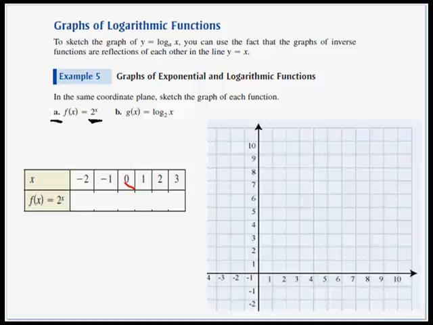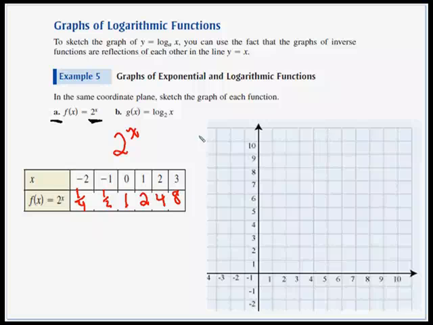So, this is 2 to the x power. Well, 2 to the 0 power is going to be 1. 2 to the first power is 2. 2 to the second power is 4. 2 to the third power is 8. And then to get our negatives, remember they're sort of fractions or reciprocals of our numbers on the positive side. So if 1 has a value of 2 over 1, negative 1 will be its reciprocal 1/2. If 2 has a value of 4, then negative 2 will have a value of 1/4.